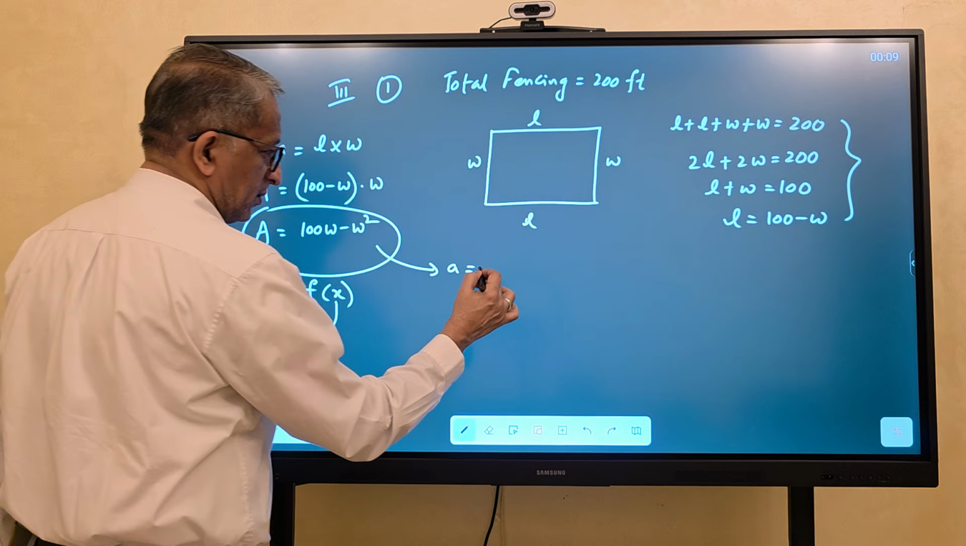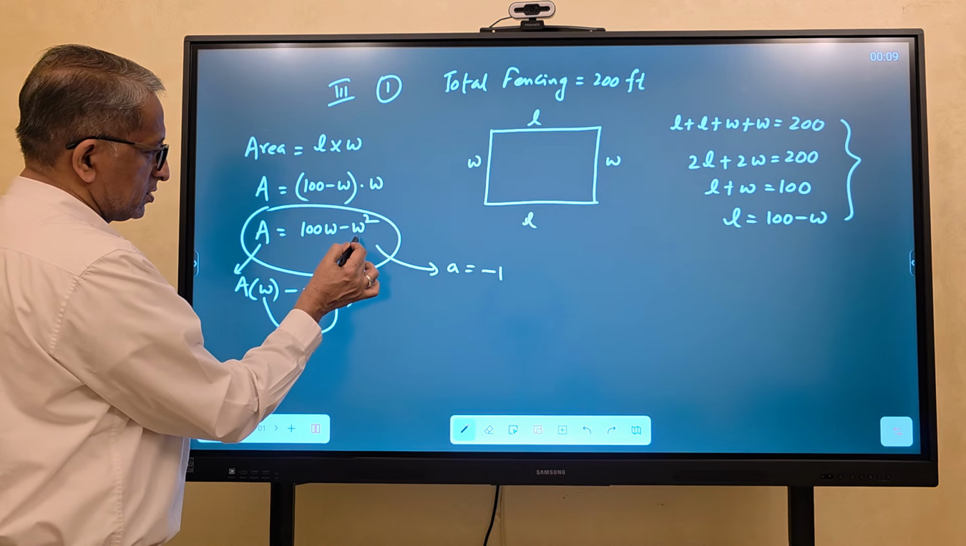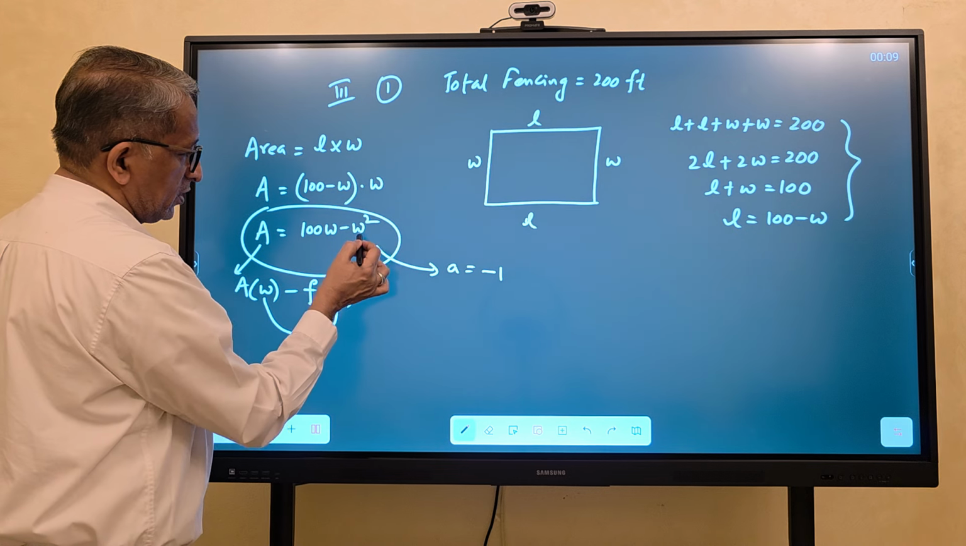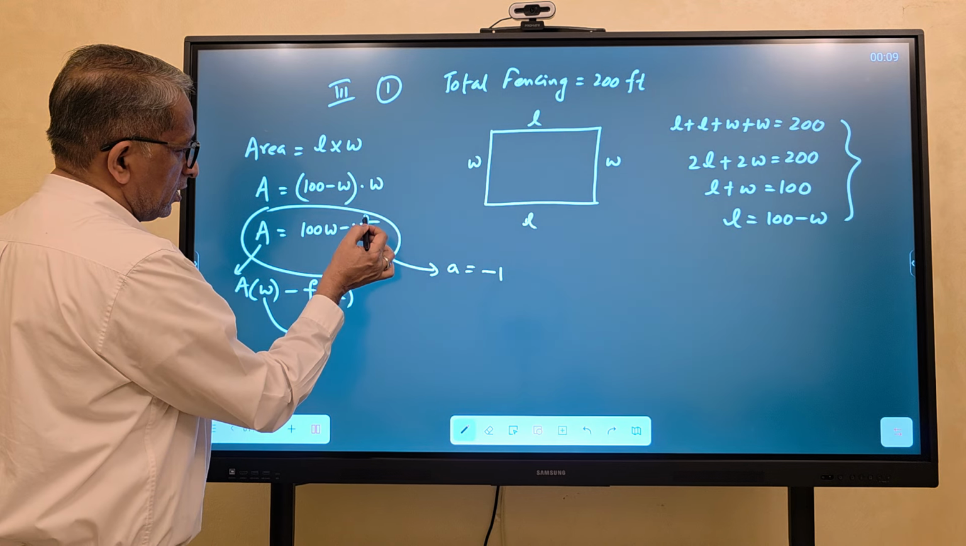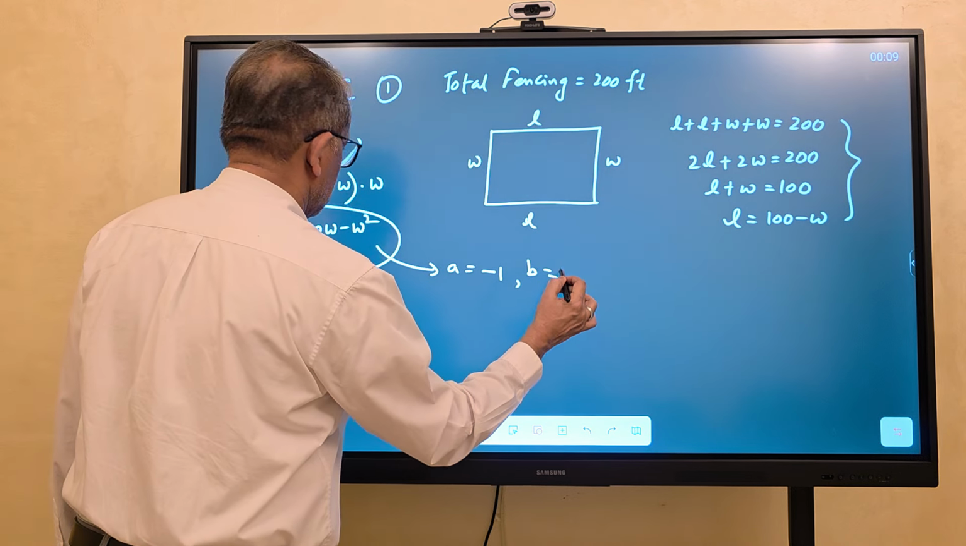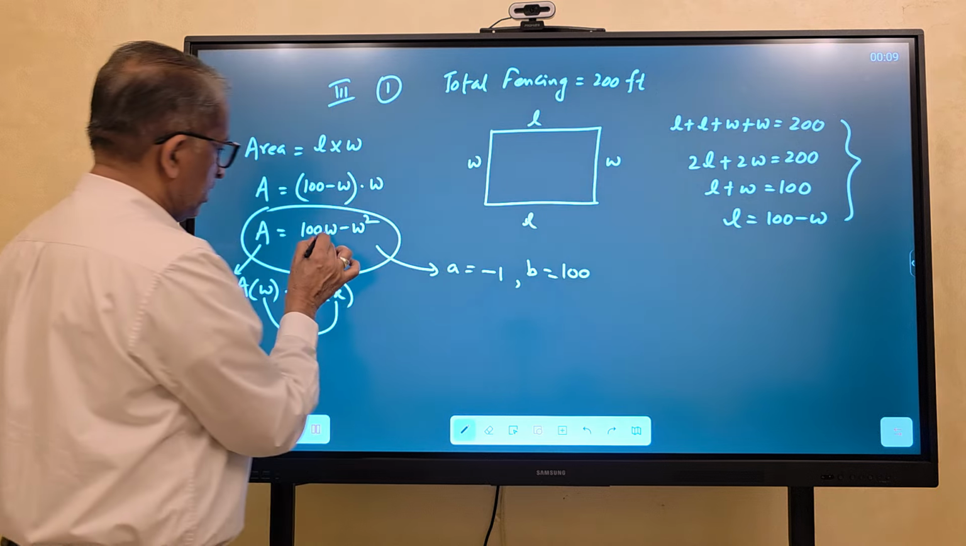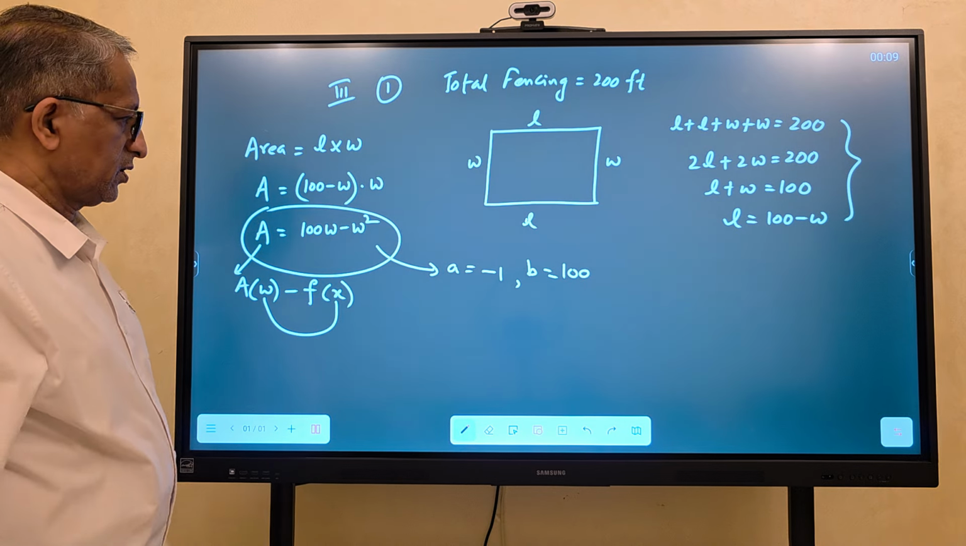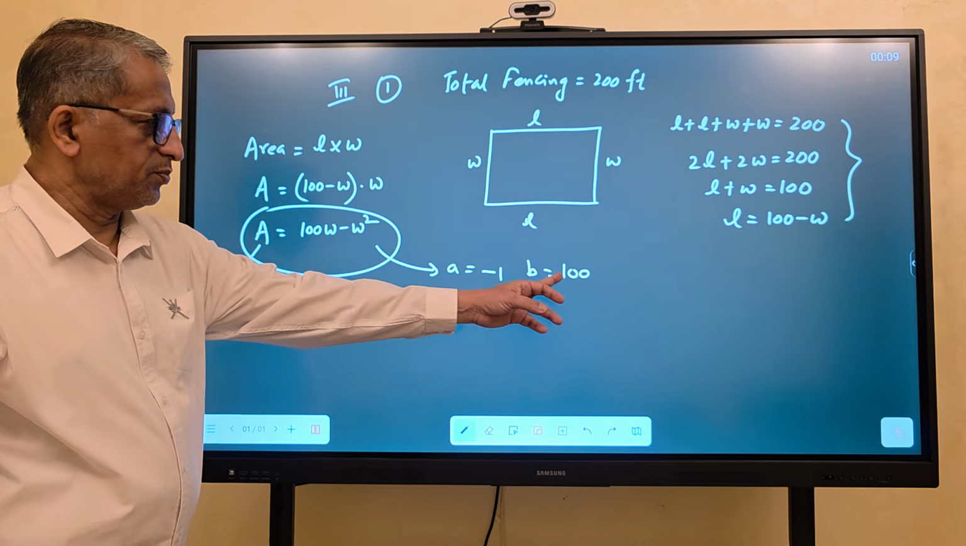What is A? Minus 1, because A is the number with power 2, the W square power, which is minus 1. What is B? It is 100, the number with this one. So A is minus 1, B is 100.